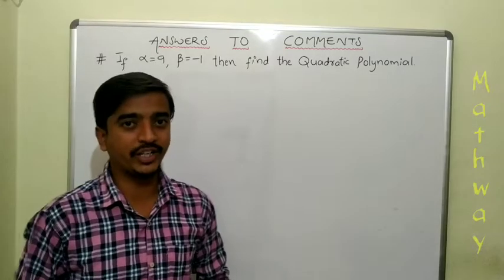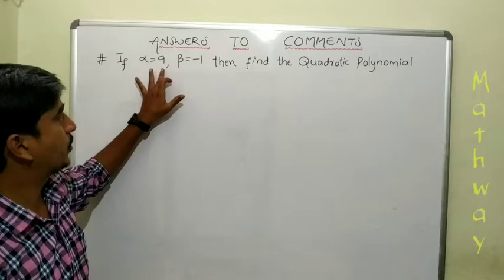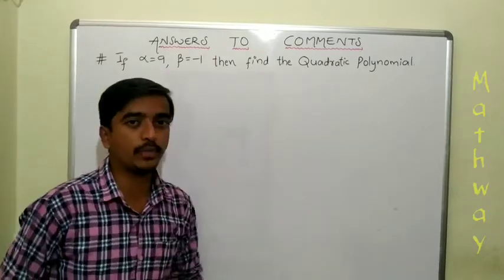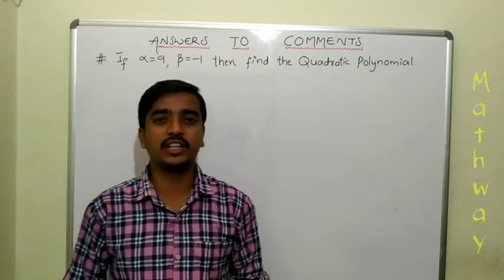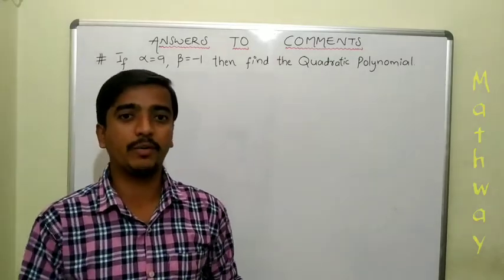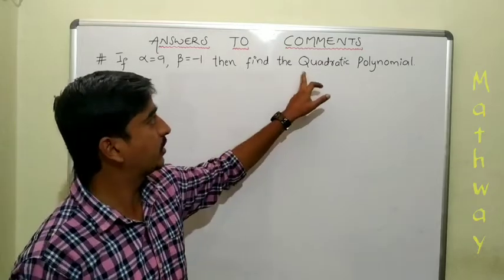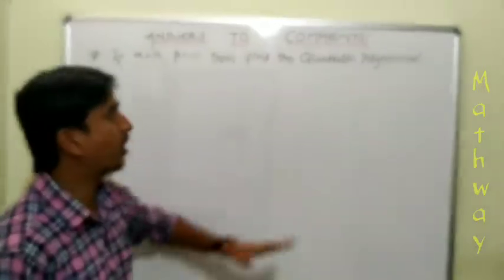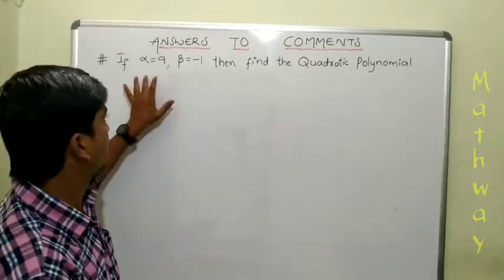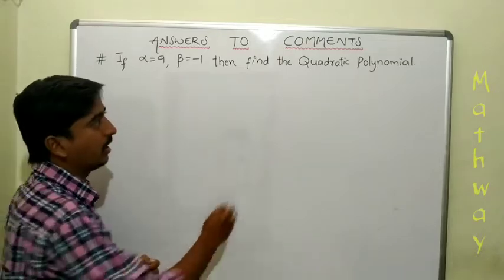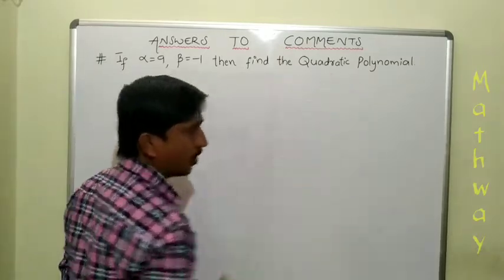So one of the questions is, if alpha equals 9 and beta equals -1, then find the quadratic polynomial. In the playlist, you can see some videos regarding the polynomial chapter. In the coming days, I am going to make a video on this topic, finding the quadratic polynomial. So let us see how to find the quadratic polynomial when the zeros are given. Here alpha and beta are the zeros of the polynomial, so we have to find the quadratic polynomial.